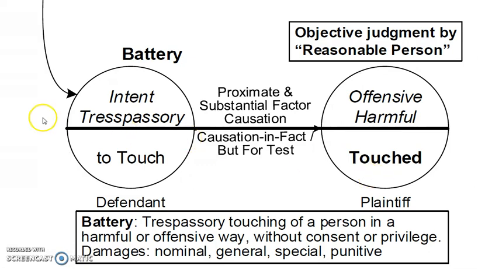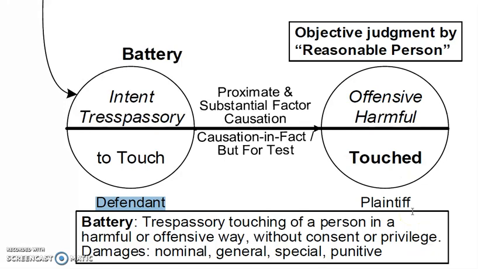And this is the graphical definition of battery. Now we have here that in this case, Ben was in fact touched by the rock. This touching could be found to be offensive, or perhaps even harmful. This judgment has to be performed by an objective judgment by a reasonable person, by the reasonable person standard. And we have to go back and examine whether the defendant Johnny meets these necessary elements. Did Johnny, with trespassory intent to touch, cause this harmful or offensive contact on the plaintiff Ben?